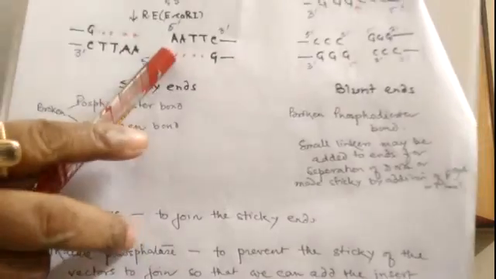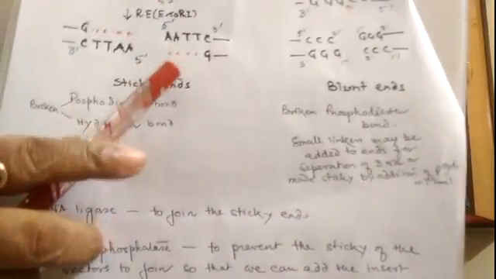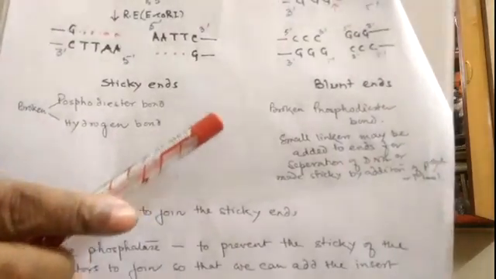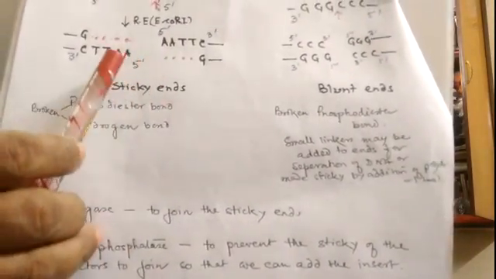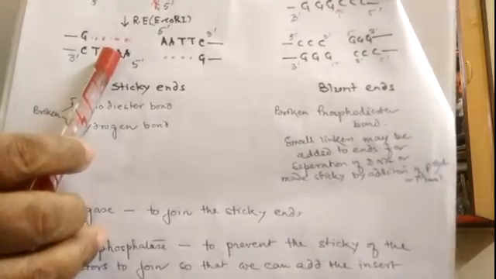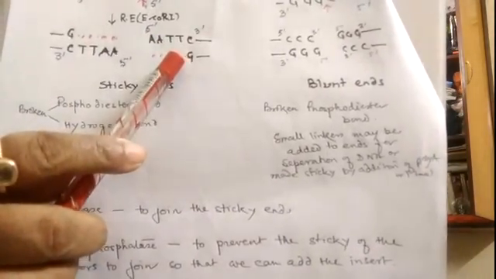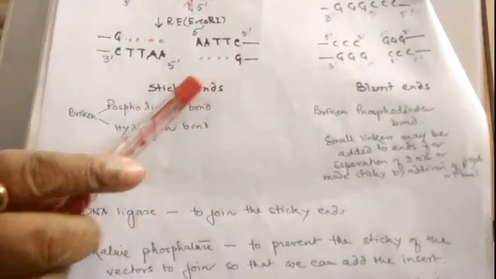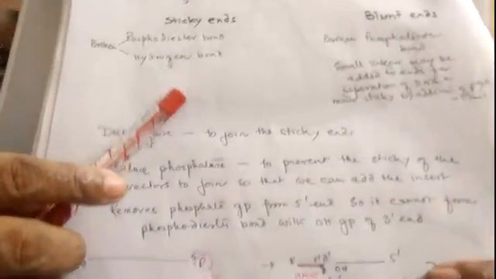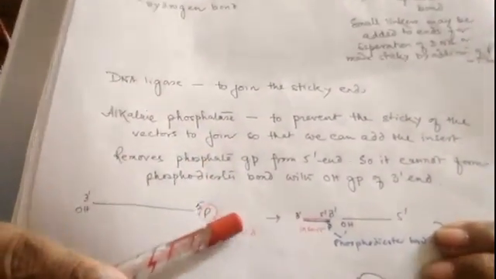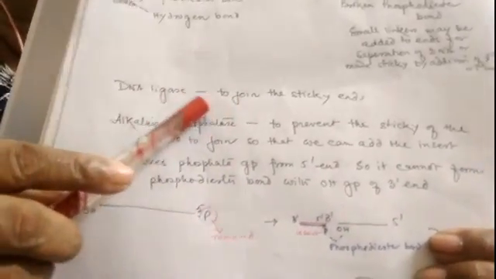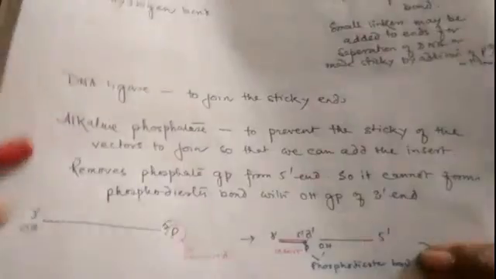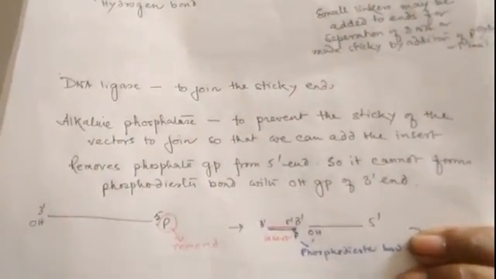Now, how to join this? Who will join this? These two strands will be joined by DNA ligase. So when you are cutting the vector with a restriction endonuclease, and you are cutting the desired DNA also with that particular restriction endonuclease, it will produce a sticky end. Clear? And these two sticky ends will be further joined by the DNA ligase. So DNA ligase is there to join the sticky ends and form a unified DNA.